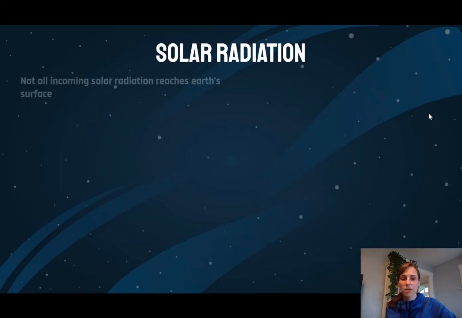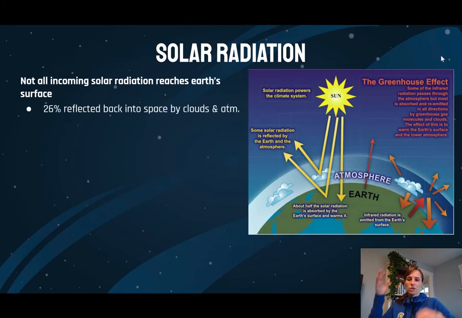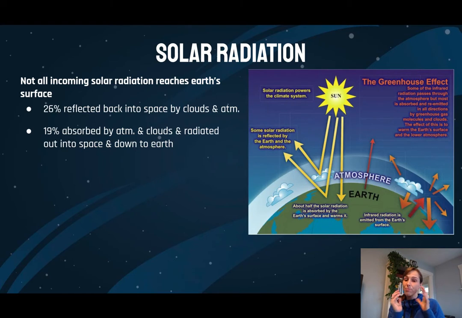So we're first going to start by talking about solar radiation. Now, as the sun is letting off a bunch of radiation, not all of this is going to actually reach Earth's surface. So we're going to have about 26% of this just straight up reflected back into space by clouds and atmosphere. So if you look here, it hits it, bounces off, it gets reflected back into space. And about 20% is going to be absorbed momentarily by the atmosphere and the clouds, and then it's going to be radiated off.